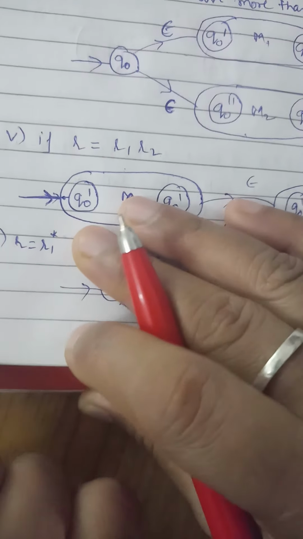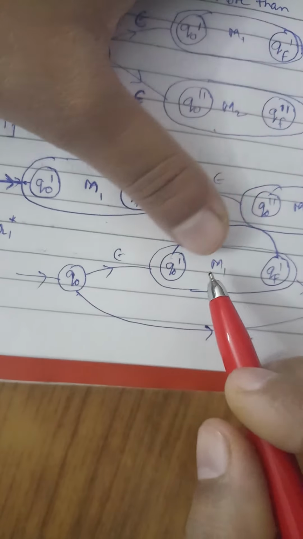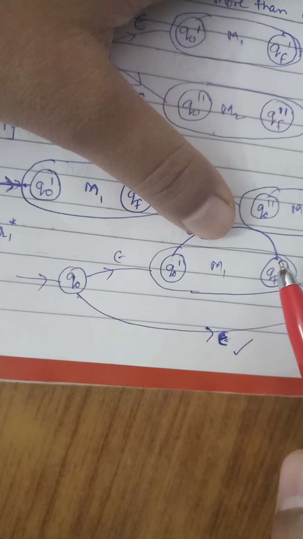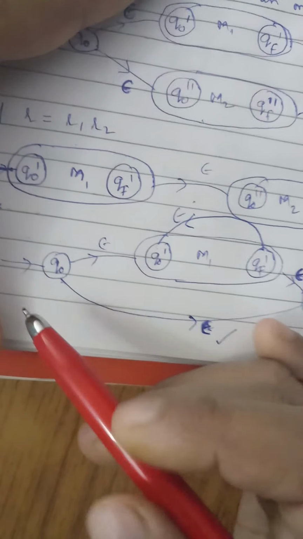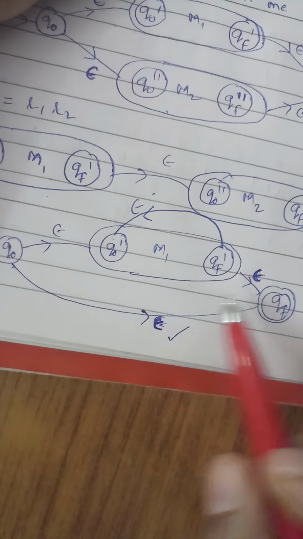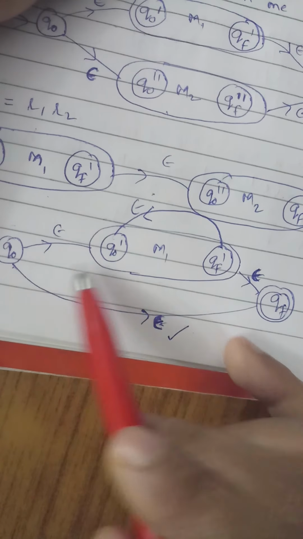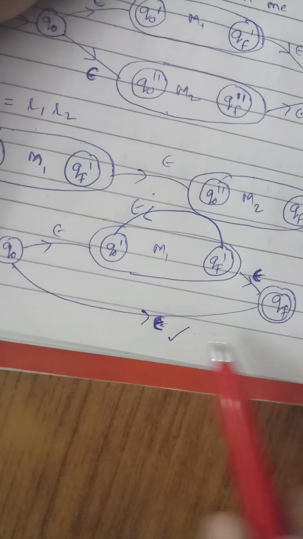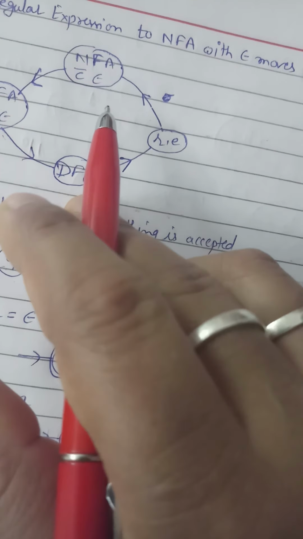But the most important, if R is equal to R1 star, then how will we do it? We make one automata for M1 with Q naught dash as initial state and QF dash as final state, and we make a transition from the final state to the initial state as an epsilon. We make another initial state and final state, and we do the epsilon transitions: the new initial state to the old initial state as an epsilon, the old final state to the new final state as an epsilon, and the new initial state to the new final state as an epsilon. So these are the rules by which we can do the conversion from regular expression to NFA with epsilon moves.